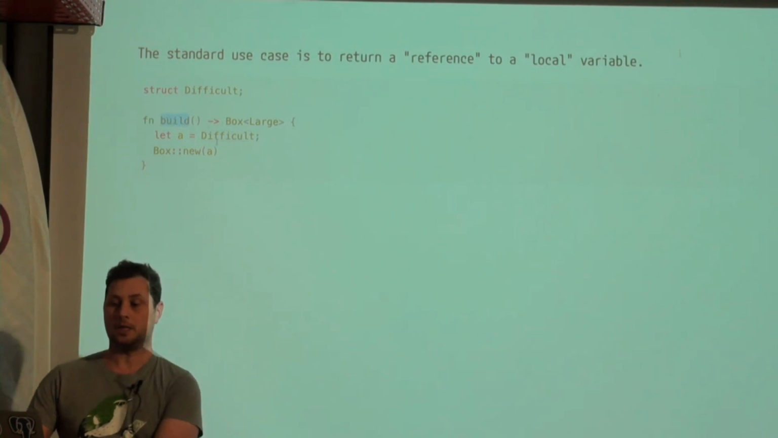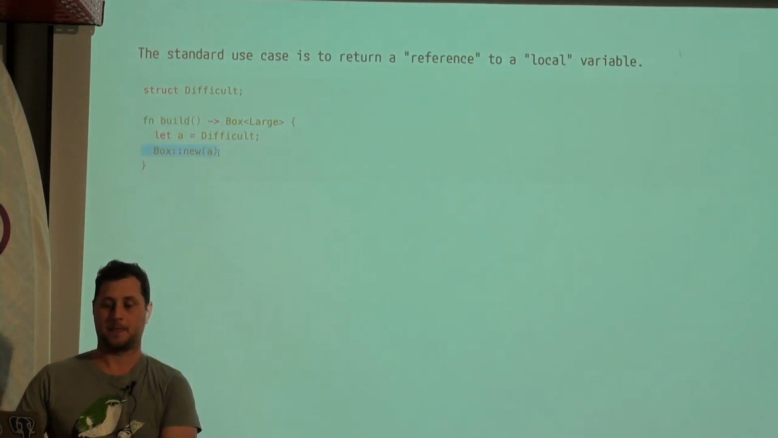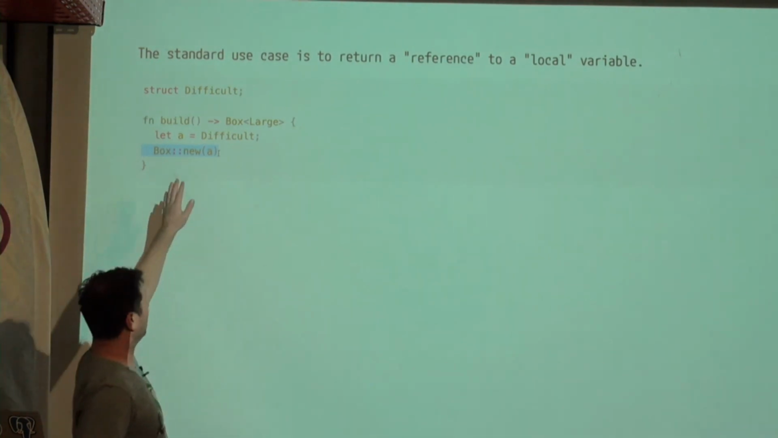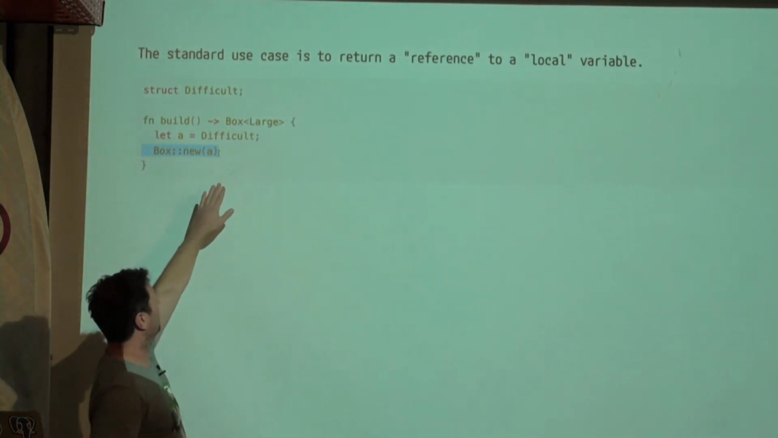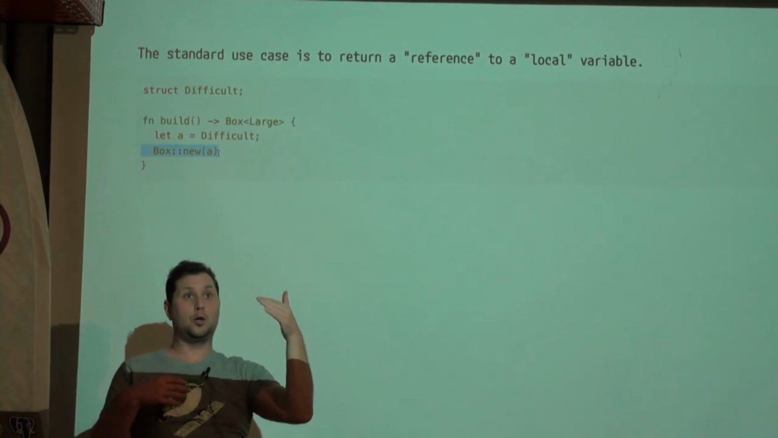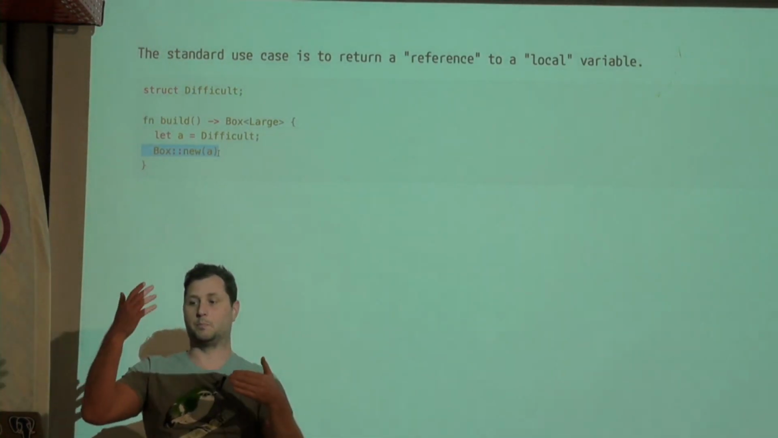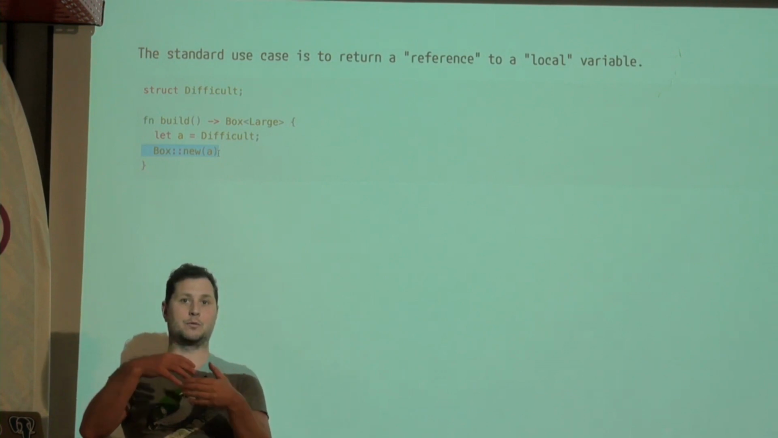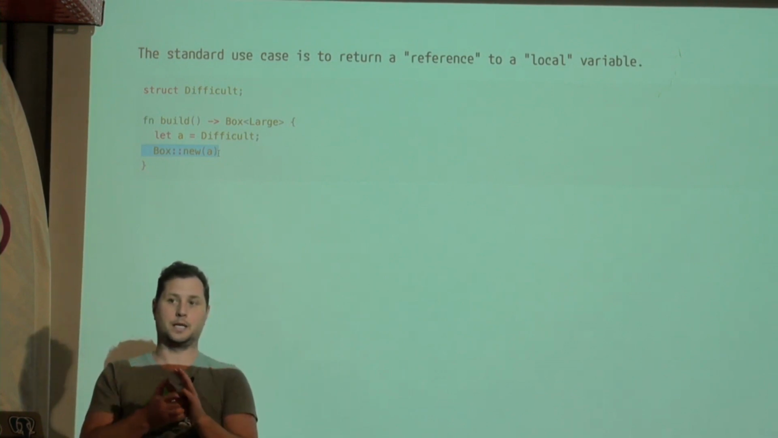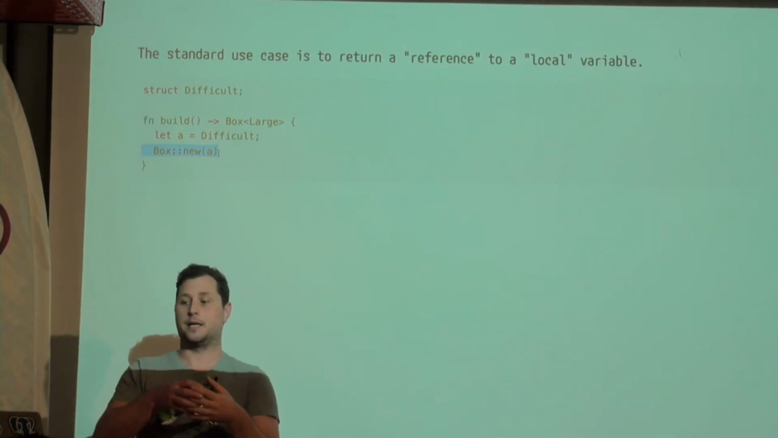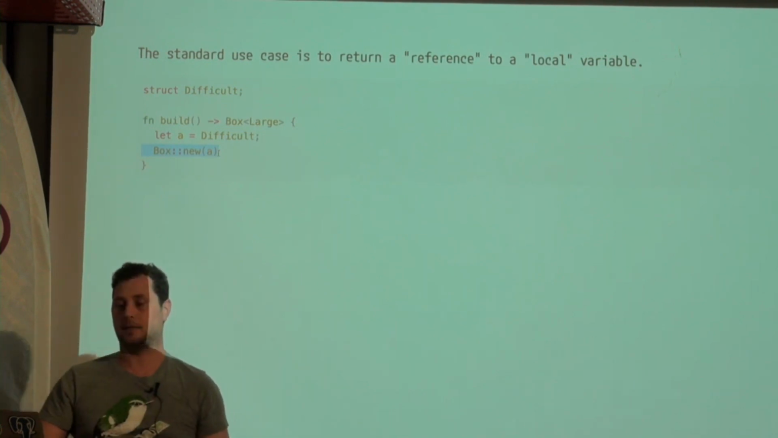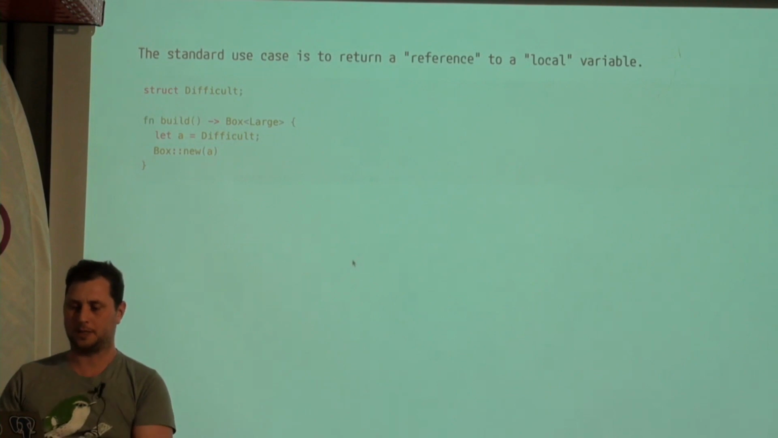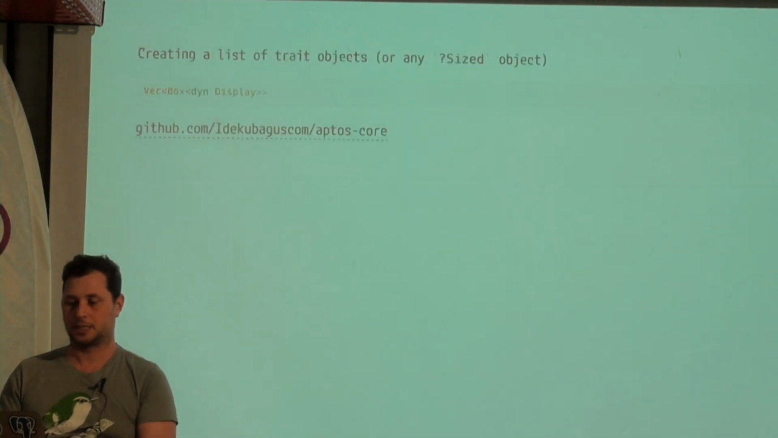Normally, if this was not here and I was just returning large, the function that called build would be the owner of large, and then when that function ended or when the variable came out of scope, it would be deleted. And box provides us a little bit of flexibility.